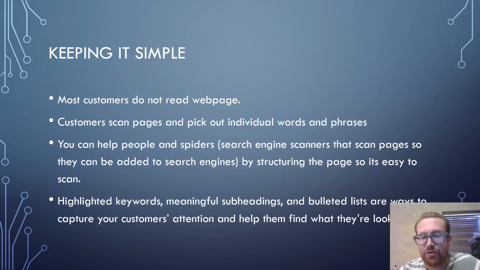You can make it easier for those spiders to scan the page by structuring the page so it's easy to scan, making sure that you highlight keywords. Highlighted keywords, meaningful subheadings, and bulleted lists are ways to capture your customers' attention and help them find what they're looking for. If you keep these things in mind, it will make it easier for your customers to find what they're looking for, and it will make it easier for those spiders to find what they need to capture in order to make your web page searchable in an online search engine.